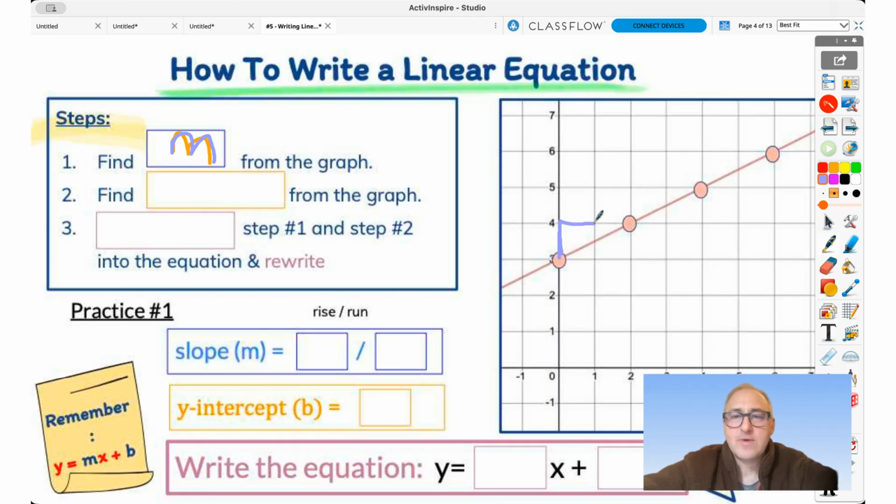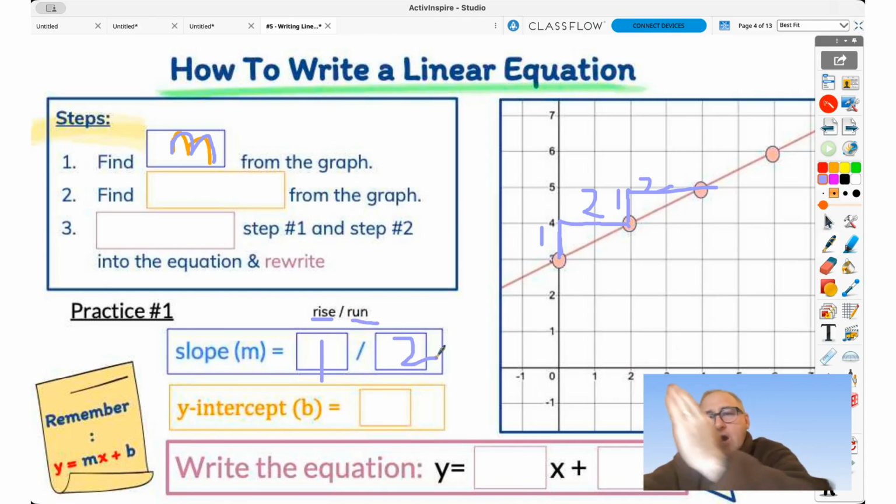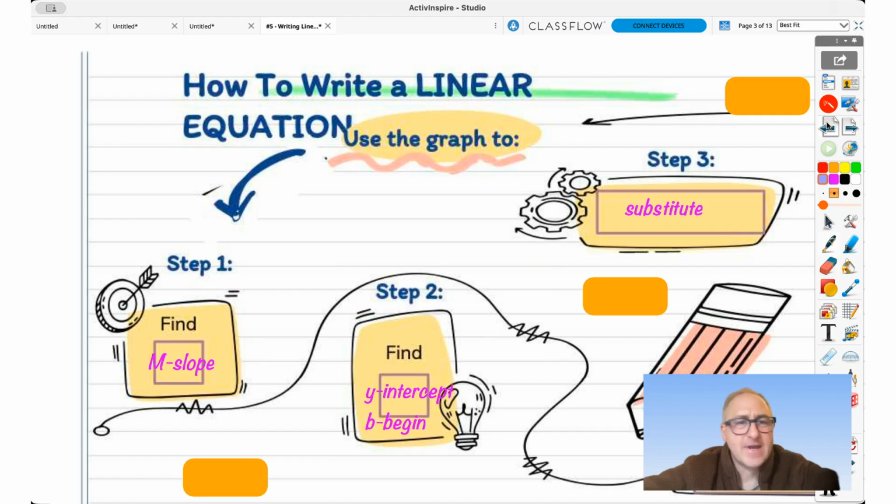It looks here like we rise 1, run 2. Rise 1, run 2. It should be consistent, and it is. So my rise is 1. We have some hints right here. Top teacher behavior. Run is 2. It's going uphill, so it's positive. Then what do I do next?